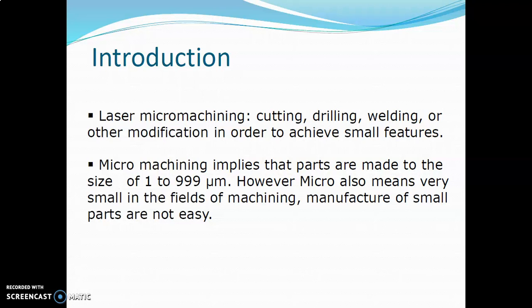However, micro also means very small. In the field of machining, manufacturing small parts is not easy. As we have discussed, now people are moving towards nanotechnology. In nanotechnology, the components are to be manufactured in micron size or nano size, meaning size of 10 to the power minus 9. So it is very difficult to machine those components by normal machining processes.